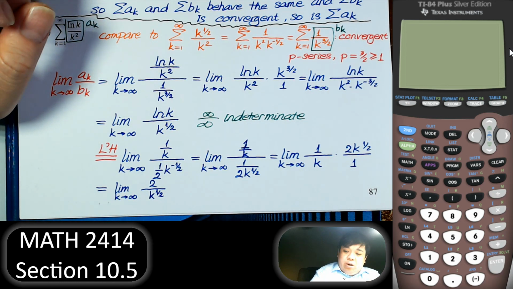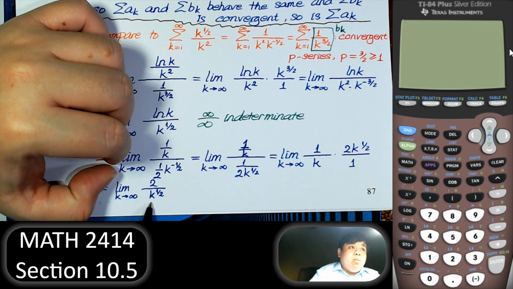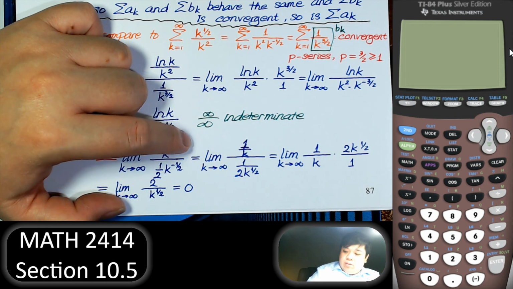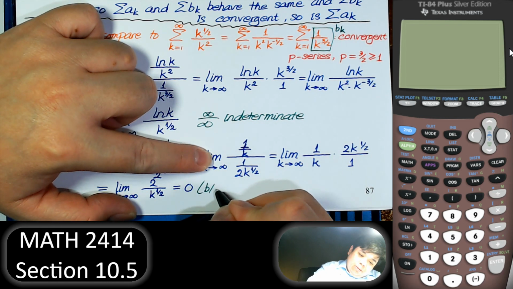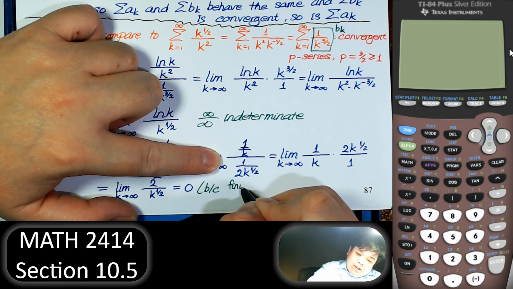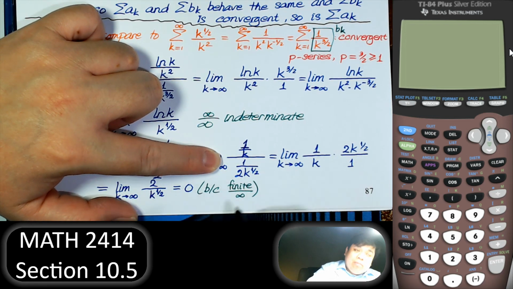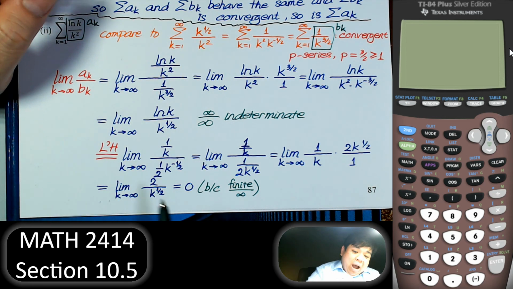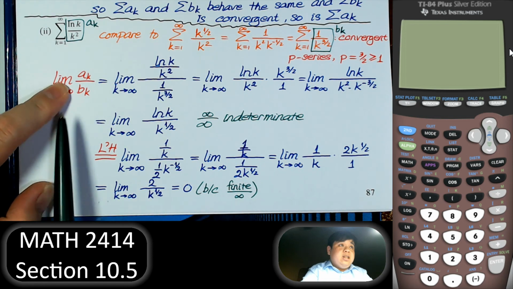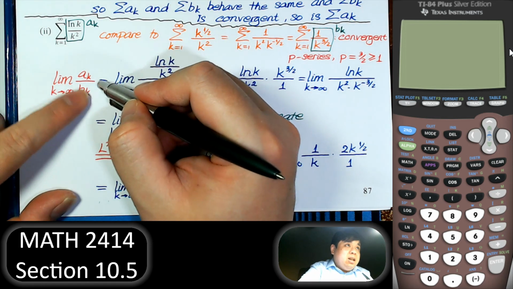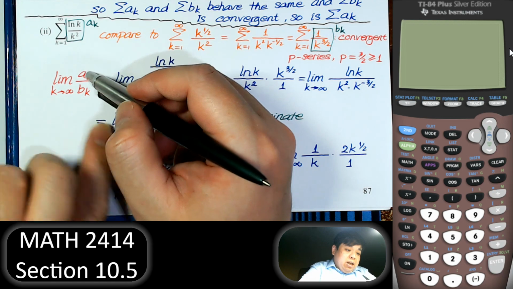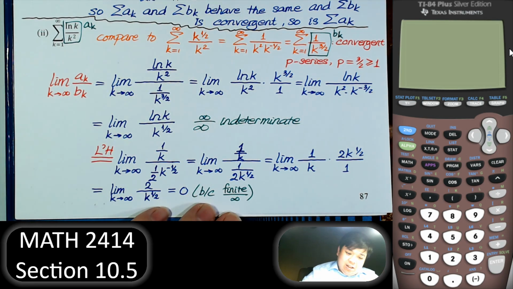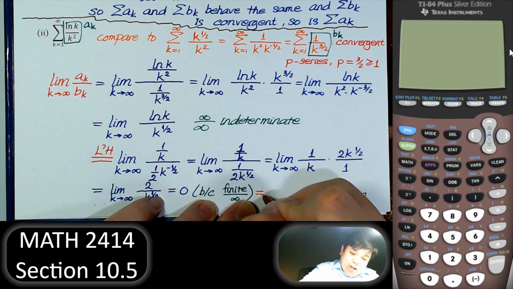Now this one goes to 0, right? Because the top is finite, the bottom goes to infinity. So this one is equal to 0, because we have finite divided by infinity. Alright, so that one goes to 0. Now, we will go back to this. Because this is equal to 0, meaning that the bottom is bigger than the top, right? So this is equal to 0.